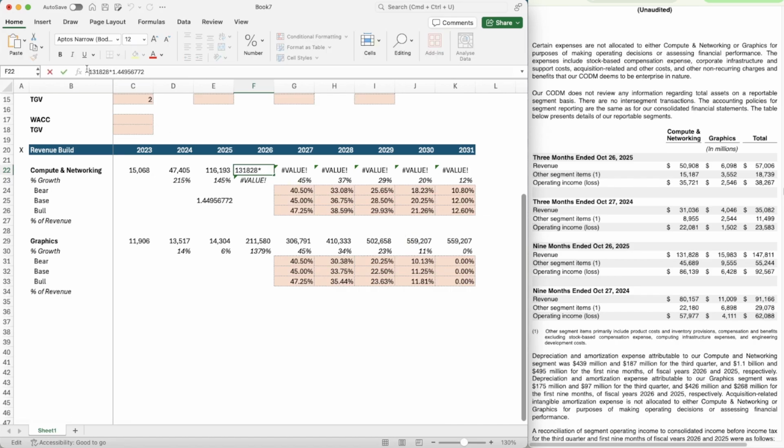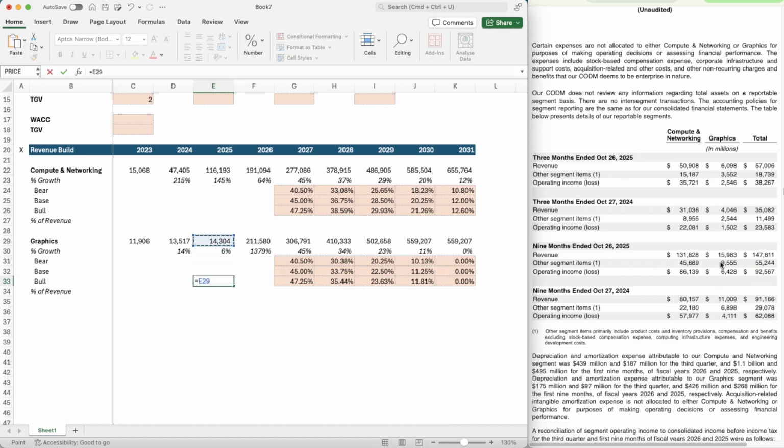Sorry, I forgot my equal sign. Okay, it's fine. Let's do the same for the graphics. $15,983 multiplied by 1.23057.